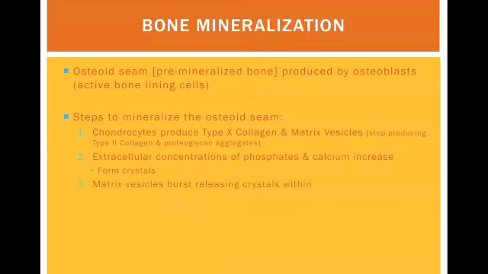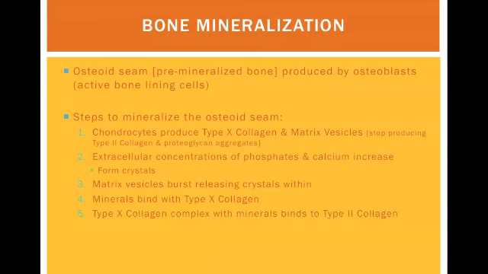Next, matrix vesicles will collect extracellular phosphate and calcium and form crystals. The mineral crystals held within the matrix vesicles will then be released. These mineral crystals that were released will bind to the type 10 collagen being produced by the chondrocytes. So then, this new aggregate of type 10 collagen and minerals will bind to the type 2 collagen that was originally produced by the chondrocytes. This final product is mineralized bone. The lattice work of minerals in the two types of collagen fibers leave a very rigid mineralized bone.